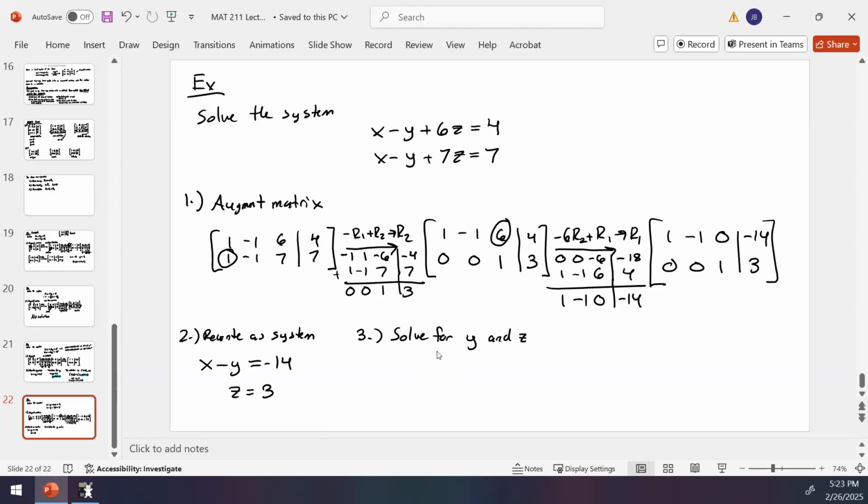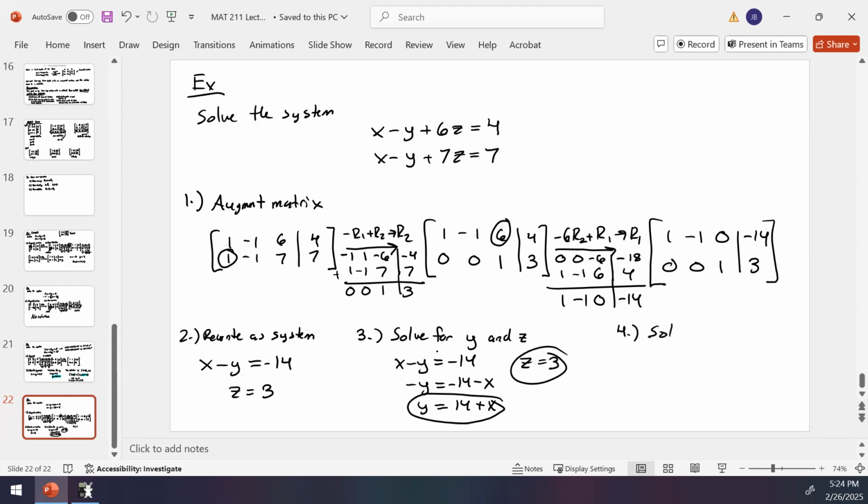Now, if you're wondering, why am I not solving for x? In this class, we parameterize around x. So x is going to be the function variable. So it's always going to be every other letter but x. So x minus y equals -14. Negative y equals -14 minus x. Y equals 14 plus x. Okay? And then z is equal to 3.